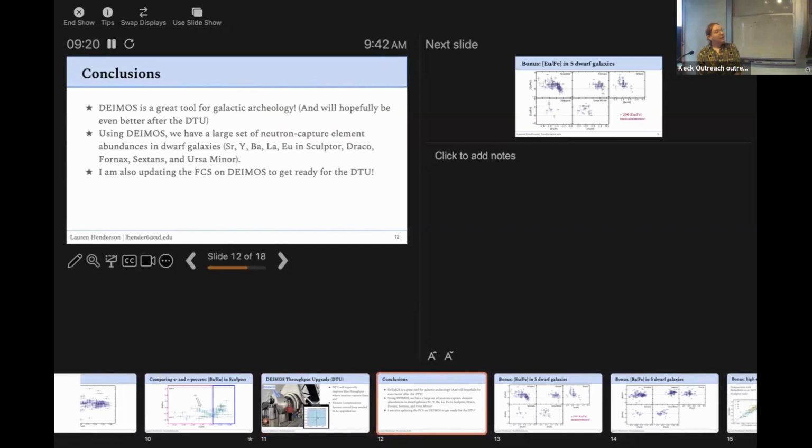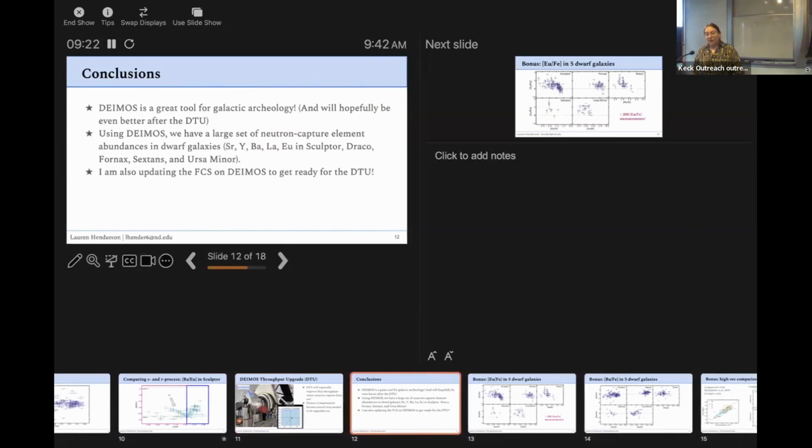So in conclusion, DEIMOS is really great for doing galactic archaeology. Using medium resolution spectra, we can get lots and lots of neutron capture abundances, which opens up a lot of possibilities for cool science. I only showed you pictures for Sculptor, but I also have looked at 4 other dwarf spheroidal galaxies around the Milky Way.